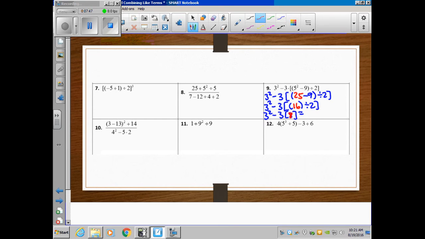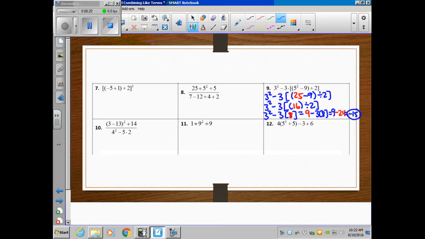Okay, I've done everything inside the box brackets I can, so I look for the exponents. So I have 9 minus 3 times 8. 3 times 8 is next. It's actually negative 3 times 8, so it's going to be 9 minus 24. And 9 minus 24 is negative 15, and that's going to be my final answer. All right, let's get a division. So let's take a look at number 10.